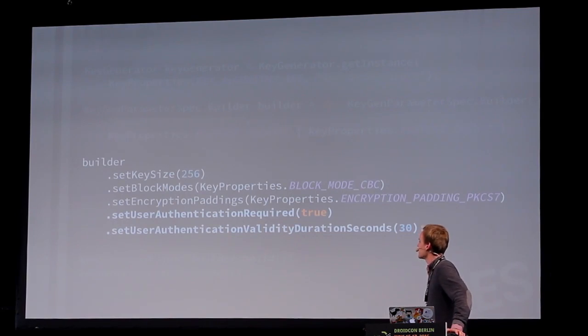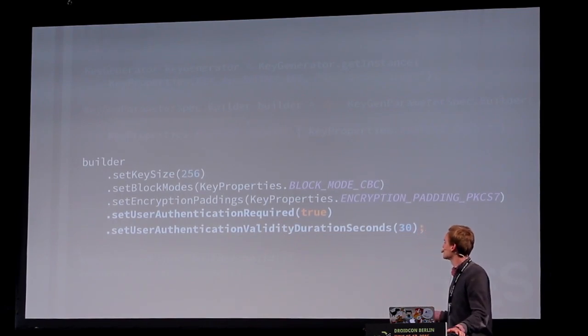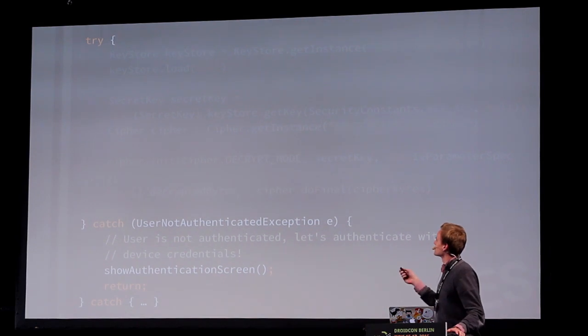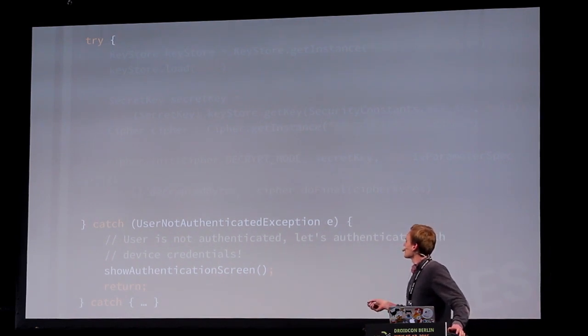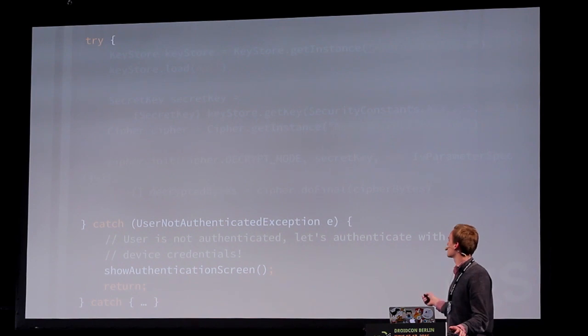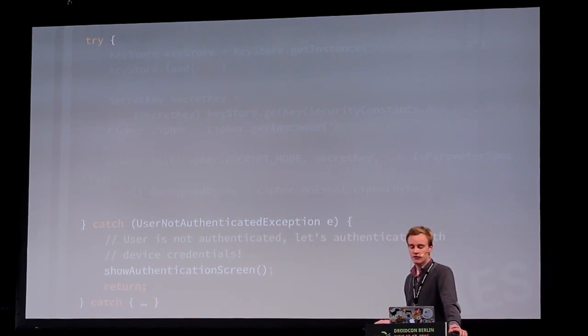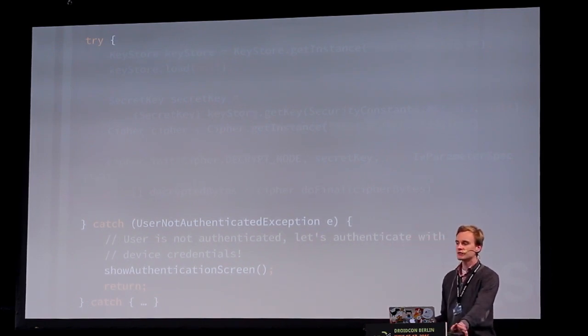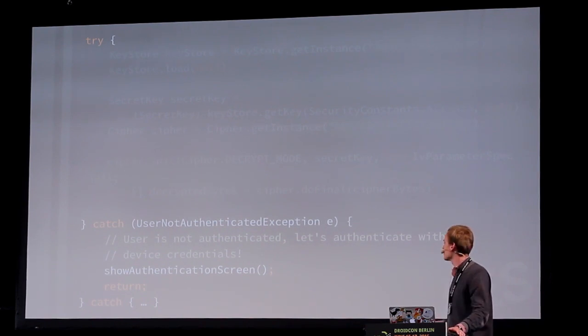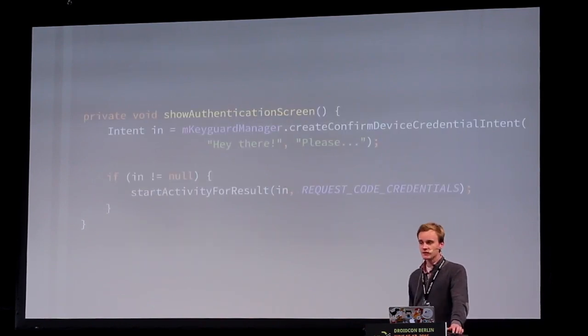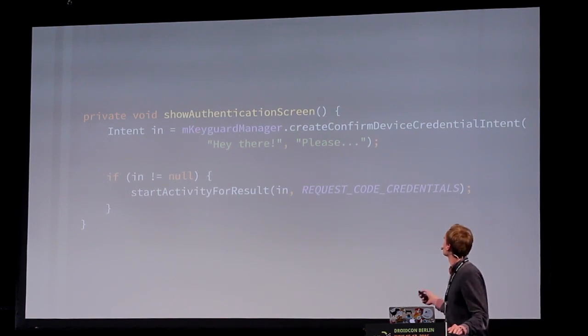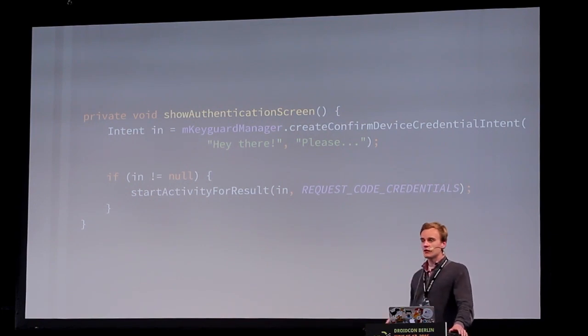You just have your builder pattern there, and you add these two parameters. And after that, in the try and catch clause where you usually would initialize and decrypt your data, you have another catch clause, and you can catch the user not authenticated exception there. And then you can say, the user is not authenticated, so let's do something. We could show the user an authentication screen from the operating system, and this is called the create confirm device credential intent. And you can also customize this whole thing.